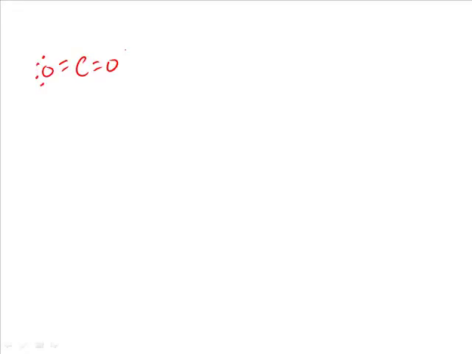How many bonds does it have? 2. 1, 2. How many non-bonding pairs does it have? None. So that is a linear shape. And really, there's nothing we can do here. If we take one of these bonds off and we just made carbon monoxide and we said, okay, what's the shape of that? Well, there is no shape. There's just 2 bonds there and nothing else really to go with that.